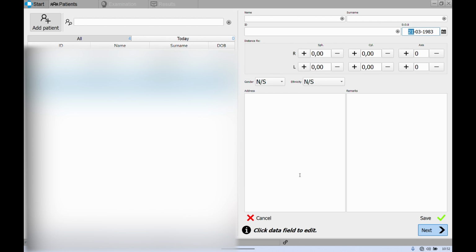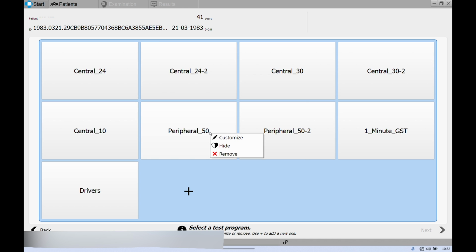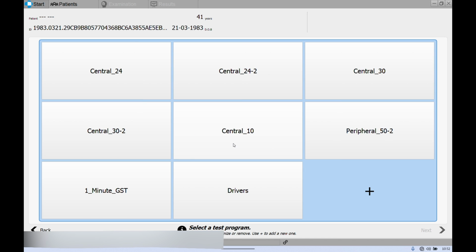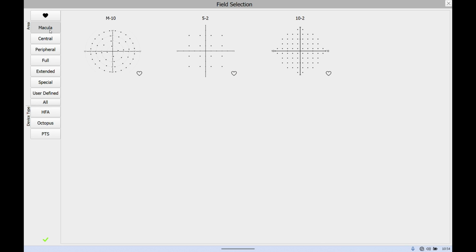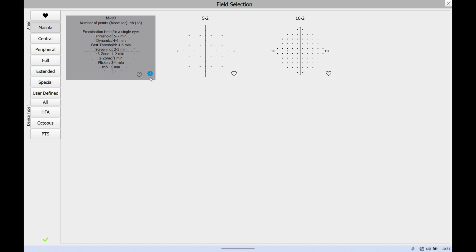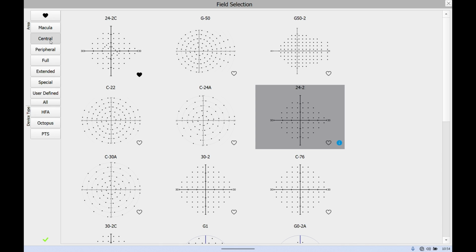Next, we can select a test program. We can naturally customize this window by adding the most commonly used tests or deleting less common ones. So let's look at the tests we have here. So let's start with the macular tests. Here we have 10-2 or 5-2, so either radial or orthogonal tests. Next we have the central field.